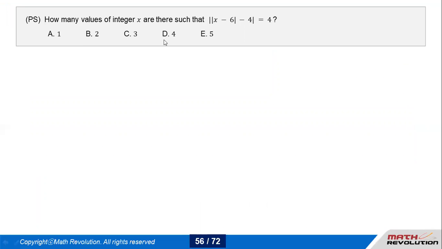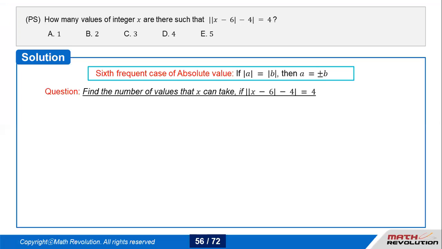Very common question. How many values of integer x are there such that whole mod of mod of x minus 6 minus 4 is equal to 4? Very common question. So now see, understand, if mod of A is equal to mod of B, then we know that A is equal to plus minus B. So first thing first we'll do is we'll remove the outer mod. So if we remove the outer mod, we are left with mod of x minus 6 minus 4 is equal to plus minus 4.